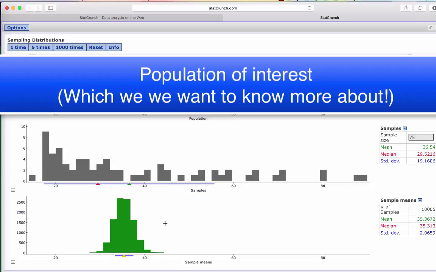Essentially, what we're doing in this simulation is creating what's called the sampling distribution for the mean. In other words, if we were to take all possible samples of 75 patients, not just the 10,005 that we did, but all possible samples, find the mean and plot all of their means, we would have what's called the sampling distribution for the mean.